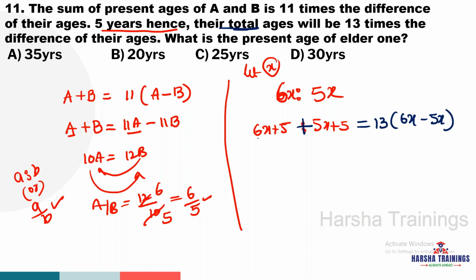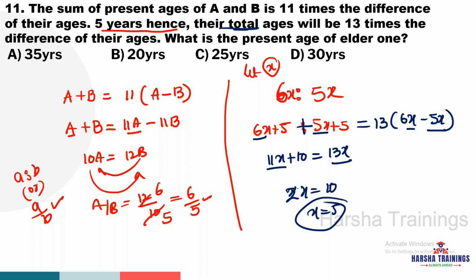Okay, let me calculate, guys. 6x plus 5x is 11x, 5 plus 5 is 10. 6x minus 5x is x, into 13, 13x. So 13x minus 11x is how much, guys? 2x. So 2x is equal to 10, x is equal to 5. 2 5s are 10. X value is how much, guys? 5 years.